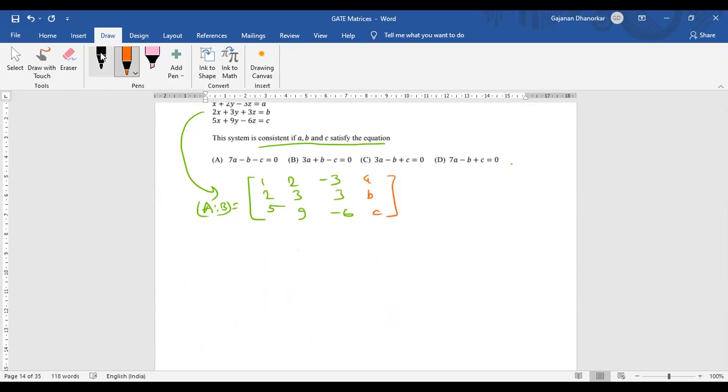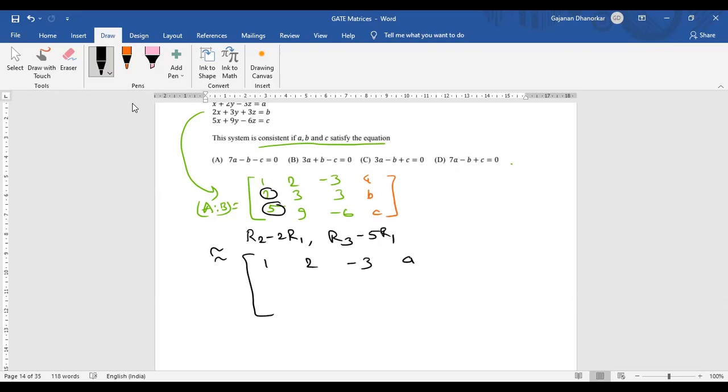Let's convert to echelon form. We have to convert this element into 0, this element into 0. Therefore I will use R2 minus 2R1 and R3 minus 5R1. 1, 2, minus 3, A. This is 0. Multiply by 2 and then subtract here: minus 1. Multiply by 2 and subtract here: 9 minus... this is B minus 2A. Then this is 0. Multiply by 5 and subtract here: minus 1. Multiply by 5 and subtract here: this is 15, 21? Check. Sorry, minus 15 plus 9 it will be. C minus 5A.